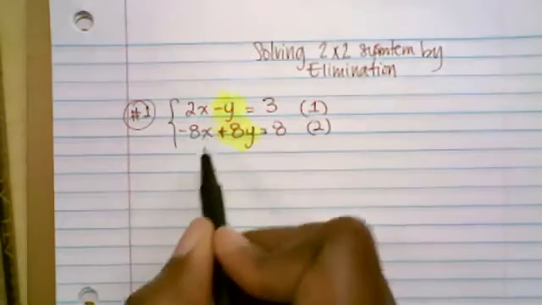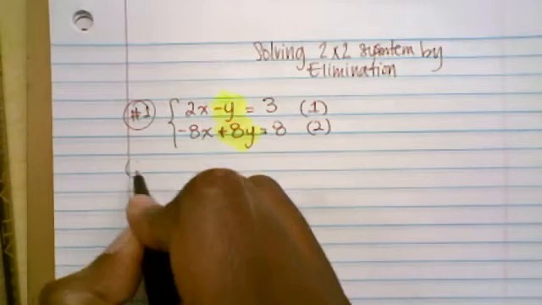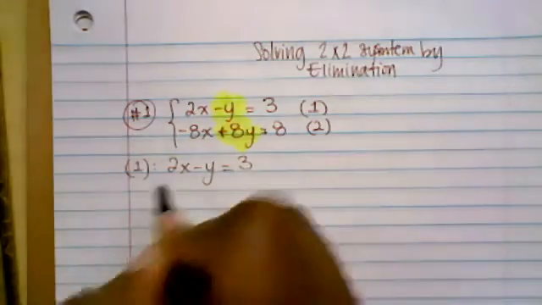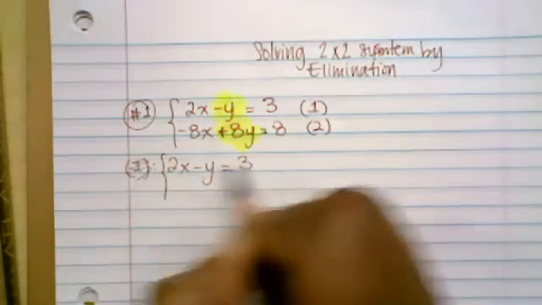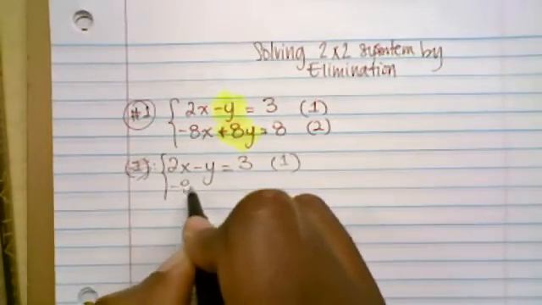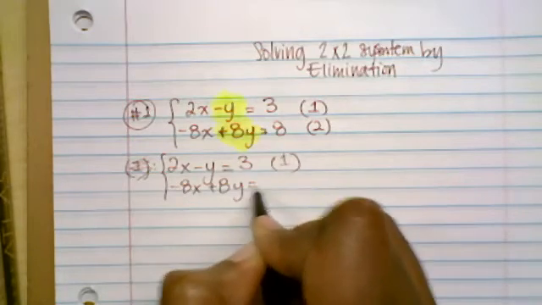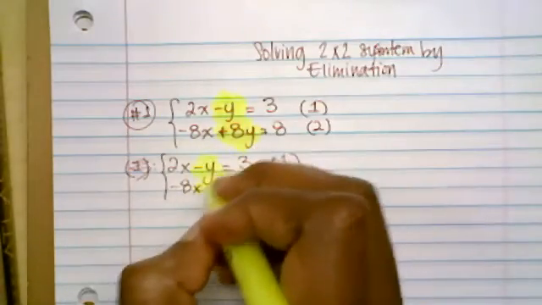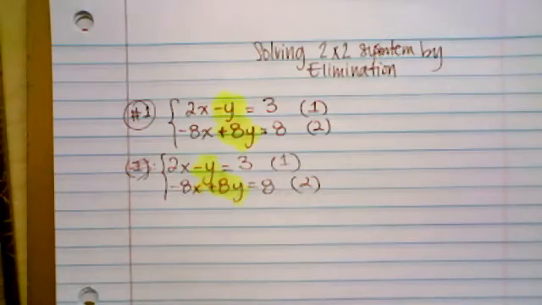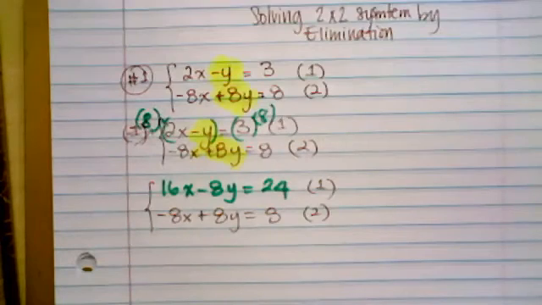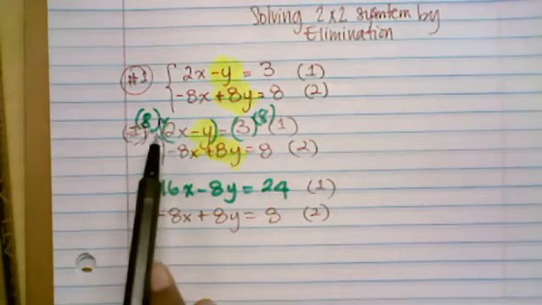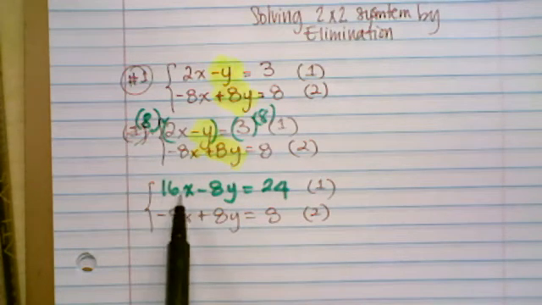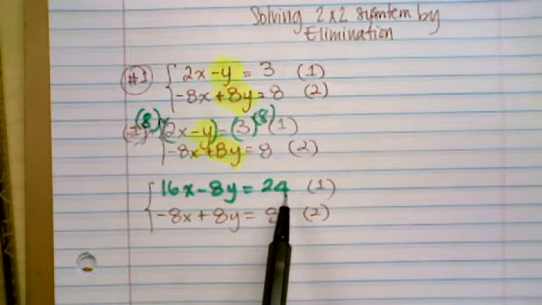Okay, so let's do it. Let me write the system. The first equation is 2x minus y equals 3. The second is negative 8x plus 8y equals 8. And remember, we want to cancel out the term with the variable y. Okay, so now I multiply each term of the first equation by 8. So that's why I got 16x minus 8y equals positive 24.